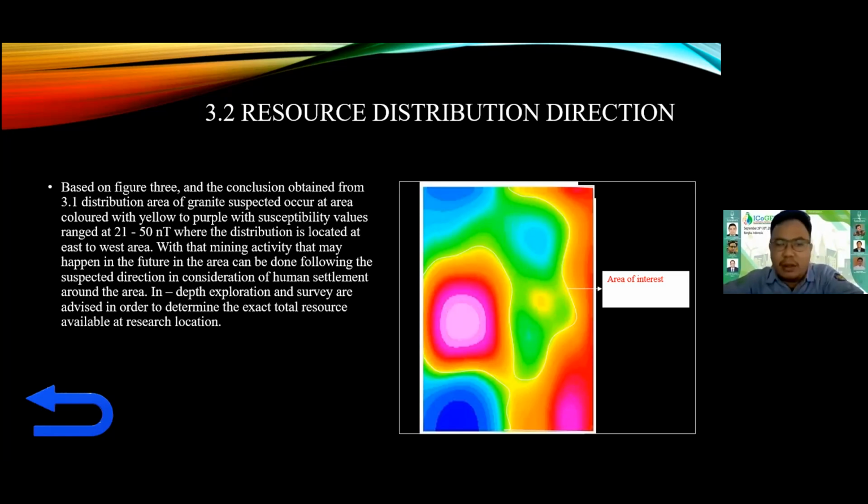So based on pictures on the screen and conclusion obtained from the previous part, the distribution area of suspected granite occurs at the area colored yellow to purple, with susceptibility values ranging from 21 to 50 nanotesla. The distribution area is located from east to west. With that, mining activity that may happen in the future in the area can be done following the suspected direction, in consideration of human settlement around the area, and in-depth exploration and survey are advised in order to determine the exact total resource available at the research location.